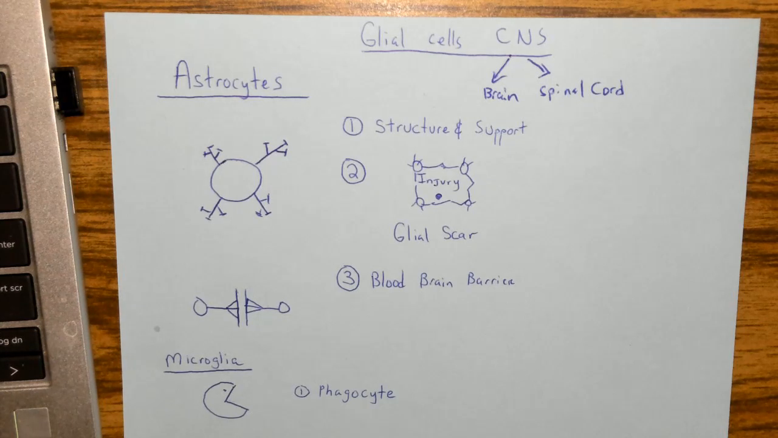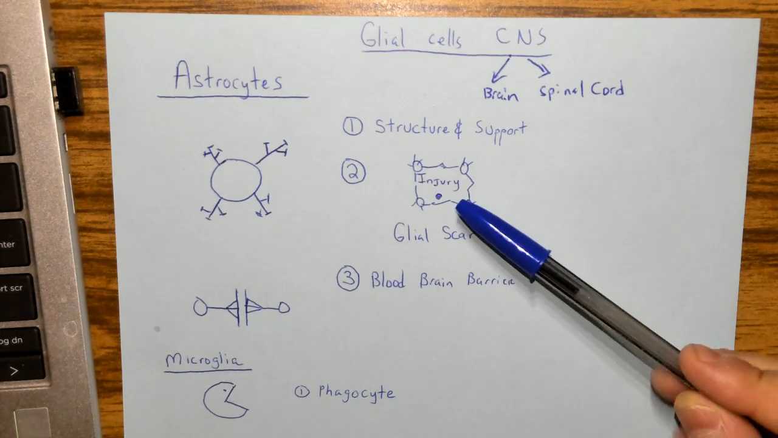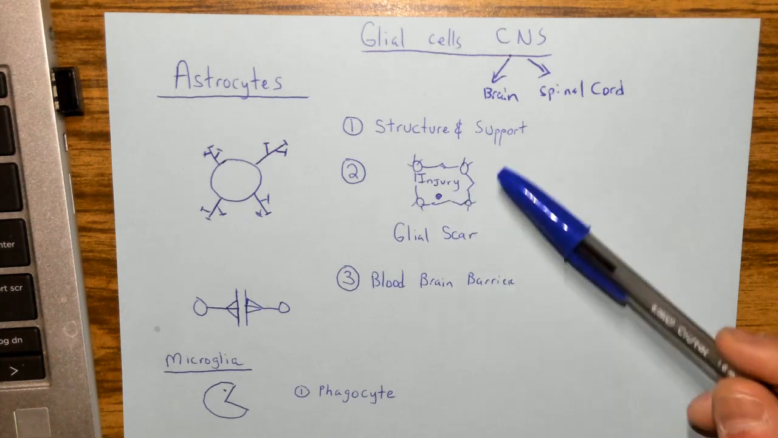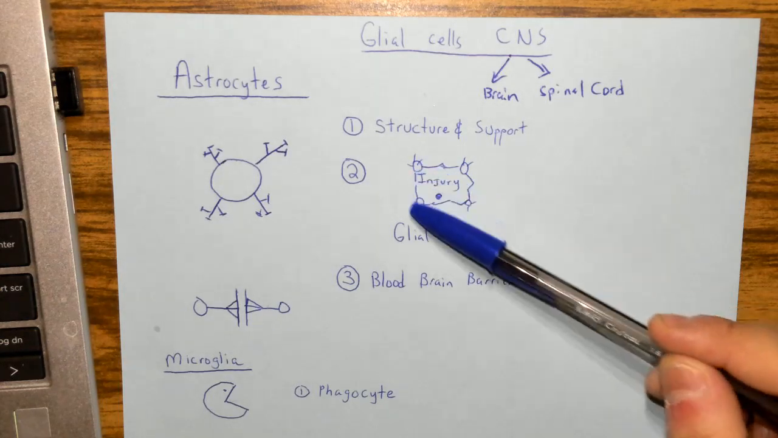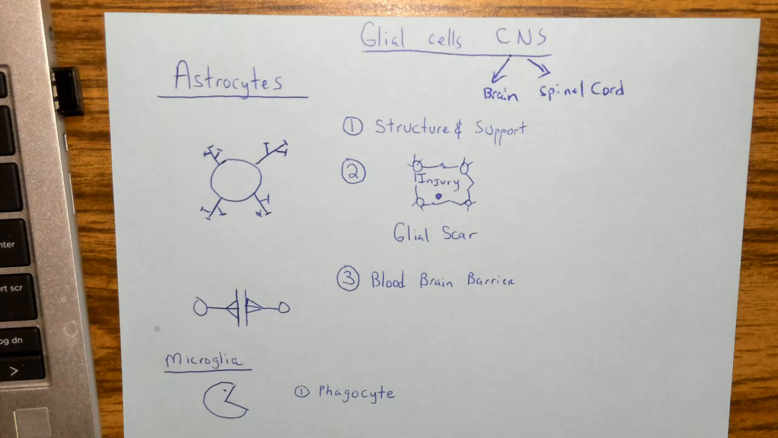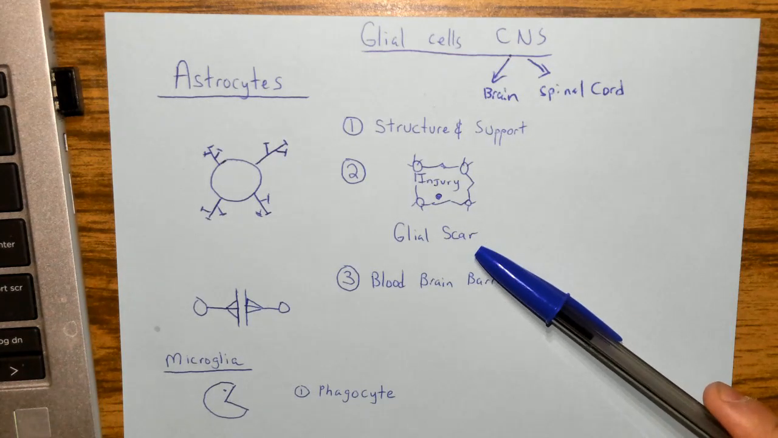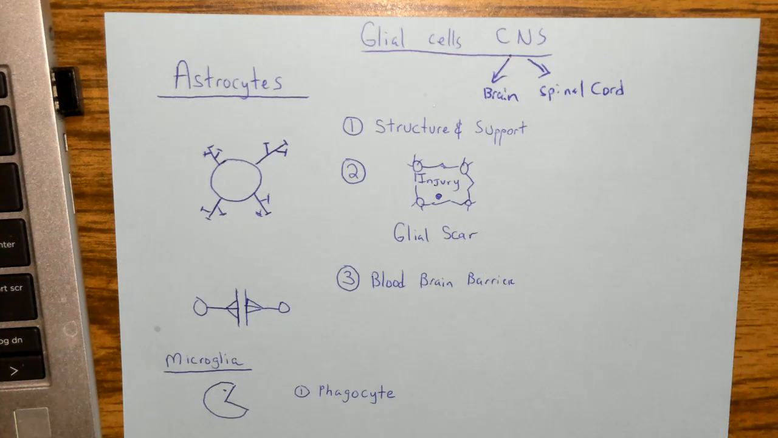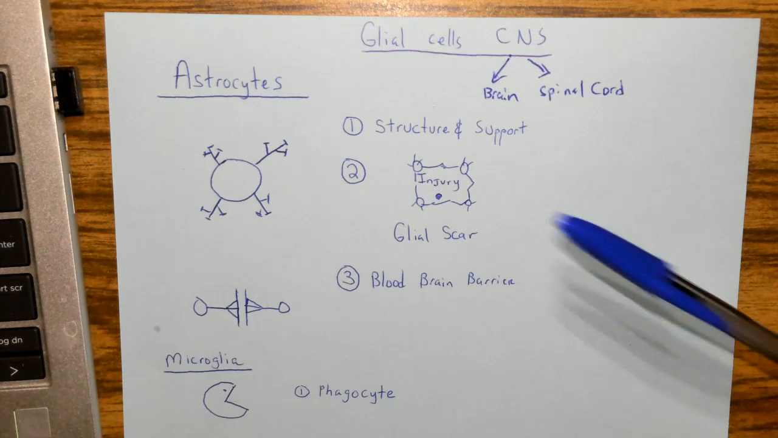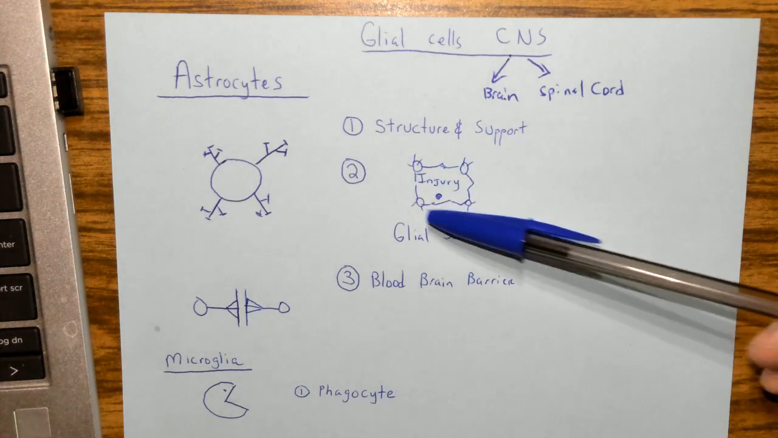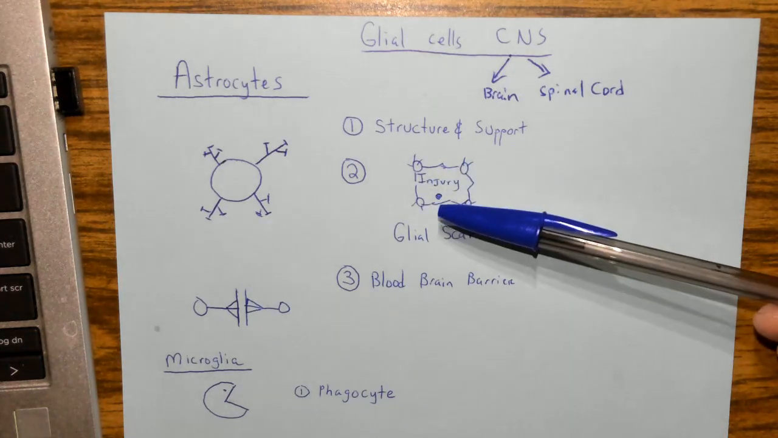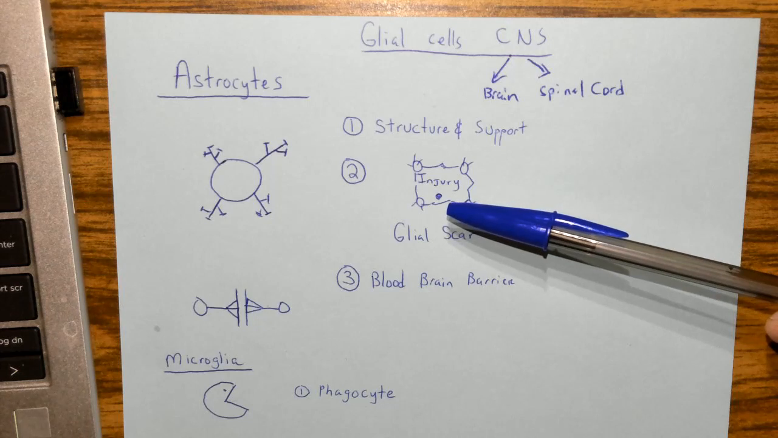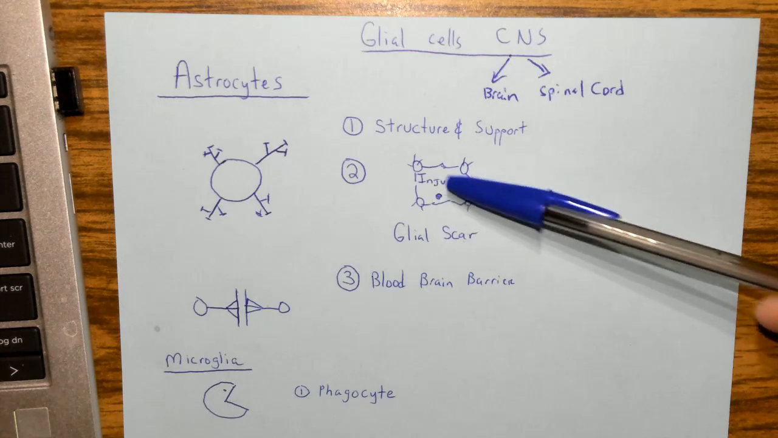I'm pretty sure in this class we talked a little bit about this. If you have an injury to the brain, the astrocytes surround it to protect it. That's called a glial scar, very similar to scar tissue. There's a protein found in here that helps make this scar, called CTE. That's how you can measure someone's CTE.